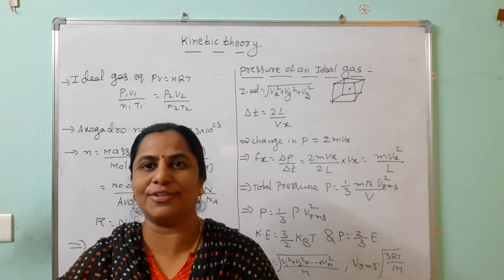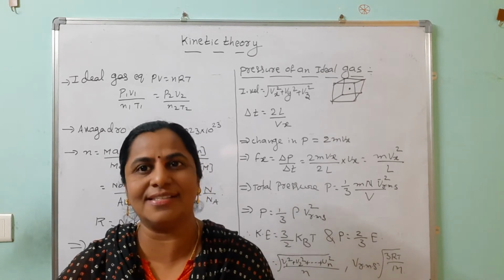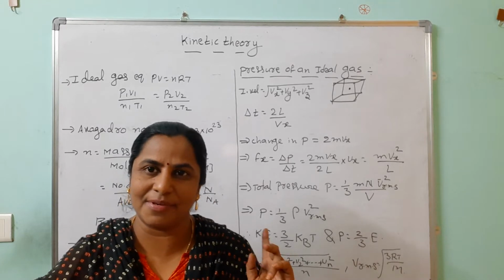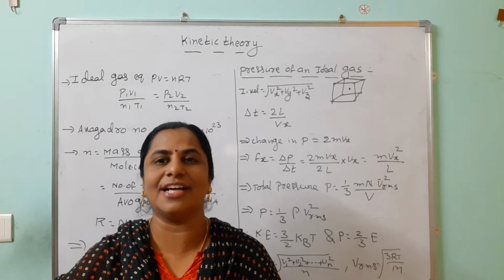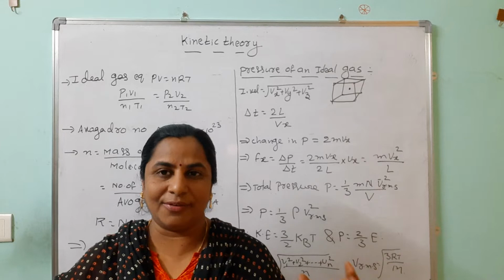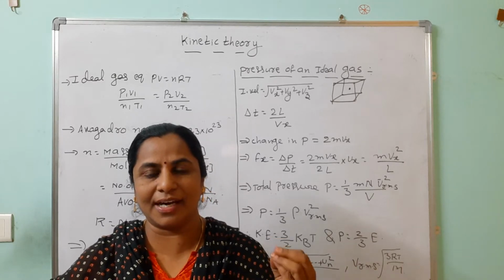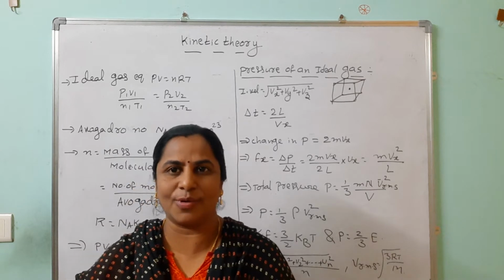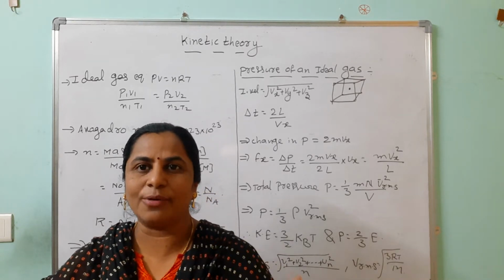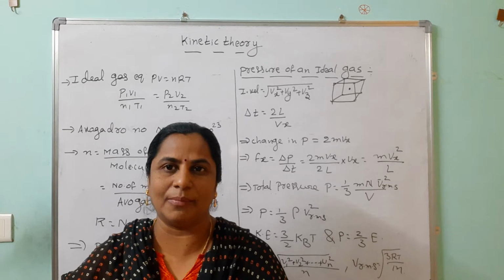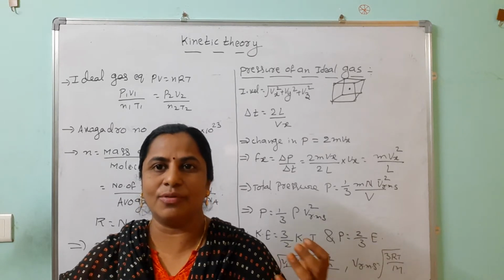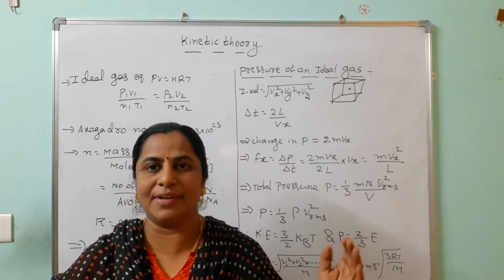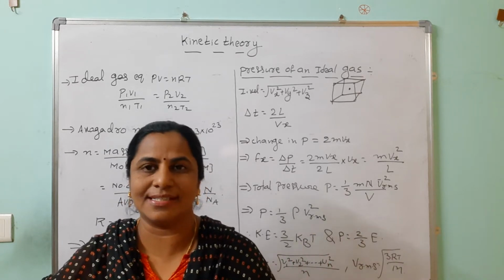This is also one of the very important and very easy chapters, and it is the last chapter from the first year. The chapter name is the kinetic theory. In this chapter we are relating the macroscopic properties of the gases like pressure, mass, volume, temperature to the microscopic properties like the momentum of the molecules, force, random motion, mean free path, kinetic energy. So this is the kinetic theory.